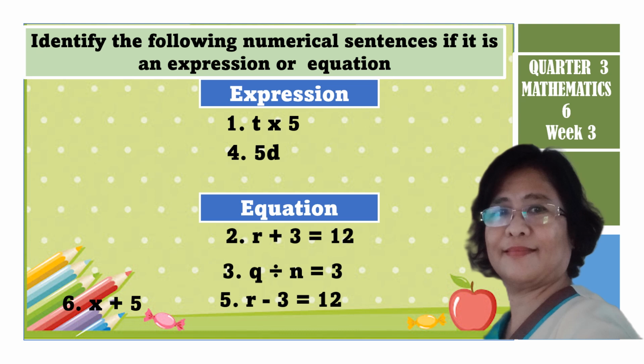And the last number is x plus 5. Is it an expression or equation? You are right. It is an expression. Now, you already know the difference between the equation and expression. An expression has no equal sign, while an equation has an equal sign.